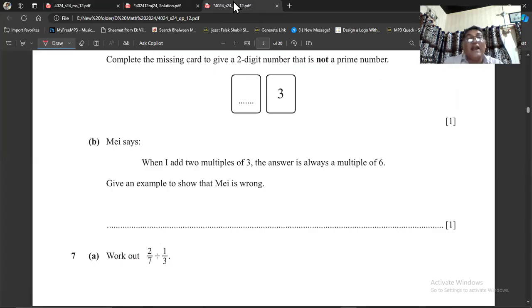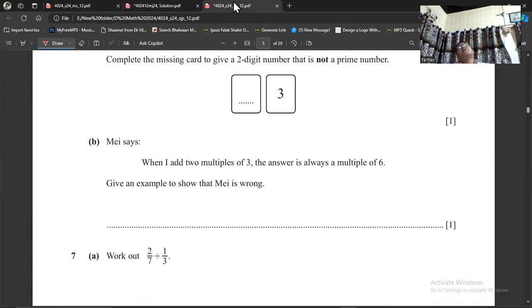Me says, I don't know how to pronounce this, when I add 2 multiples of 3, the answer is always a multiple of 6. Give an example to show that is wrong. Okay, so if I add 2 multiples of 3, will the answer be always a multiple of 6?